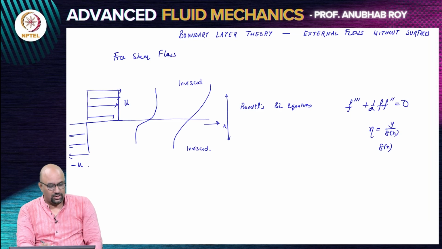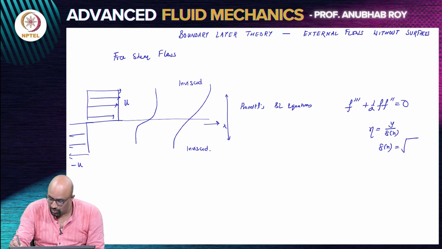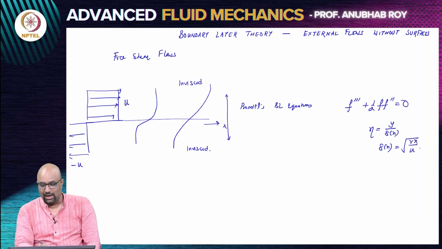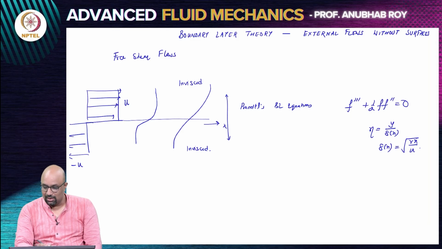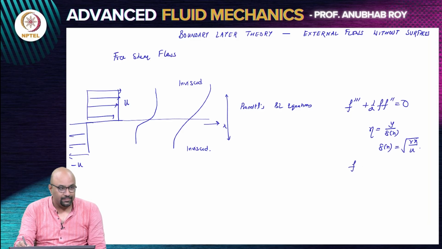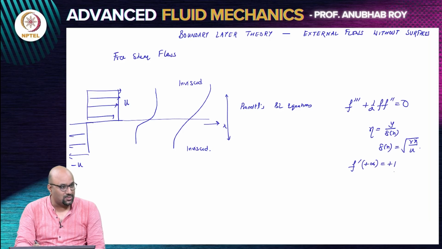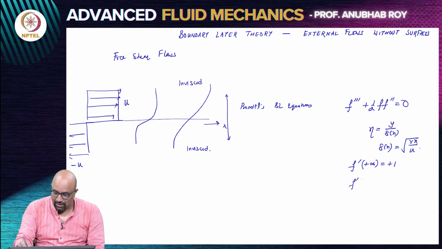So, here now if you use exactly what you had from Blasius theory, the equations, the similarity variable, all of it remains the same, just that there is a difference in your boundary condition. The boundary condition is f prime at plus infinity is plus 1. This was what we did in the Blasius problem. There is no boundary condition applied at a surface, there is no surface here. The other boundary condition is f prime at minus infinity is going to be minus 1.